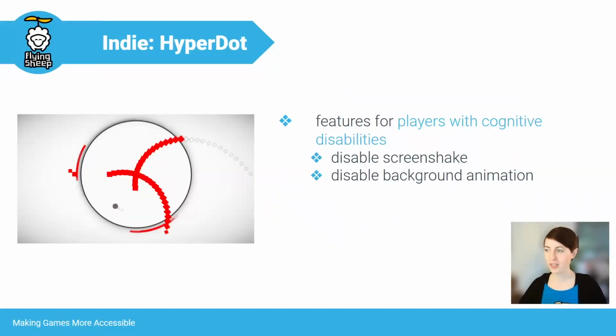Going back to Hyperdot, the game also has features for players with cognitive disabilities because it allows you to disable screen shake and background animation, which are effects that may distract players and make the game unnecessarily difficult for some. For example, I'm one of those players who are easily distracted by background effects. It makes it more difficult for me to actually track what's going on. So I love when games offer this kind of option.